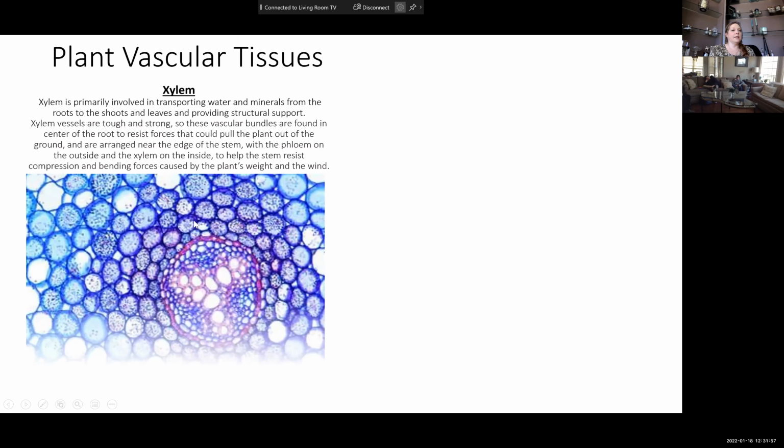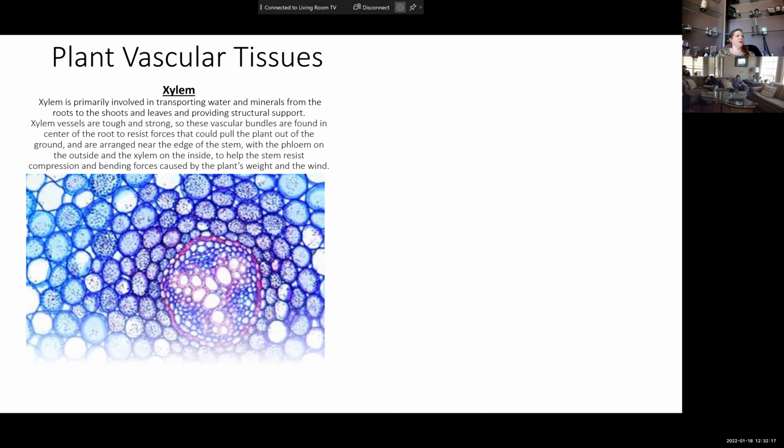Xylem is primarily involved in transporting water and minerals from the roots to the shoots and leaves and providing structural support. So think about this for just a minute. Imagine you have a little stalk of celery, right? And you stick it in colored water. You've probably done this. Everybody's done this, right? What happens? You can see it go up, right?